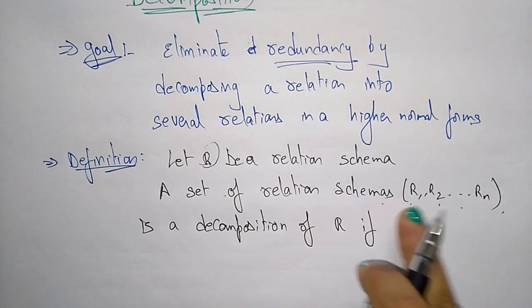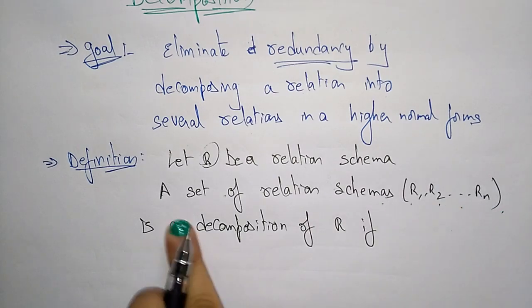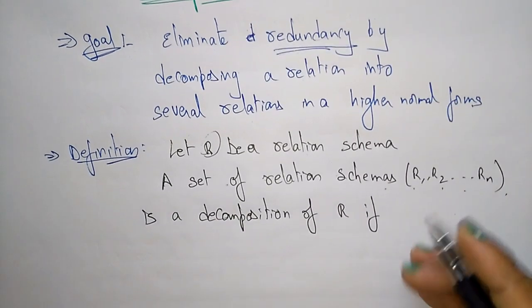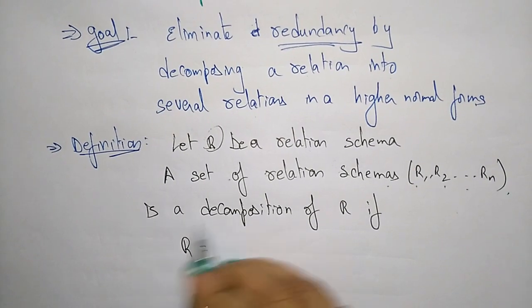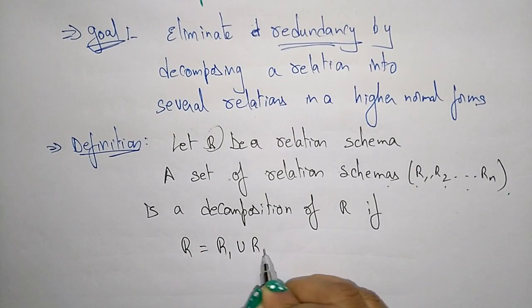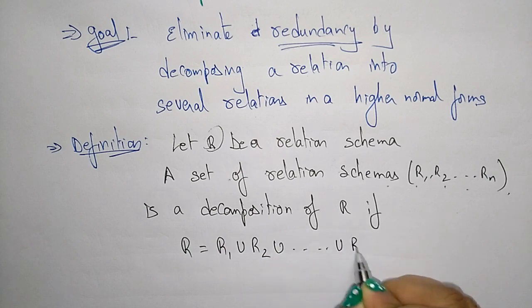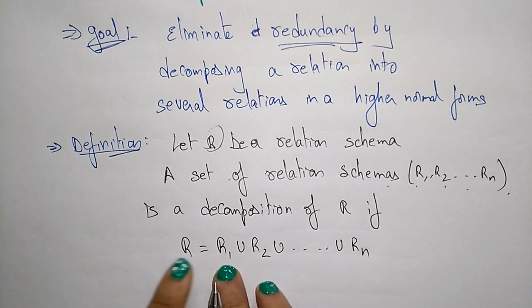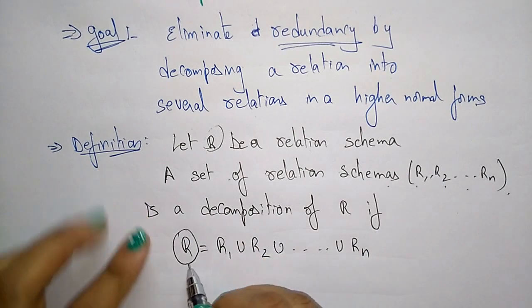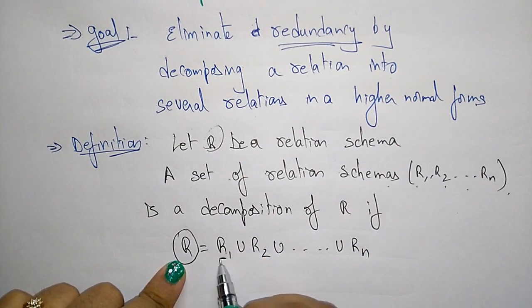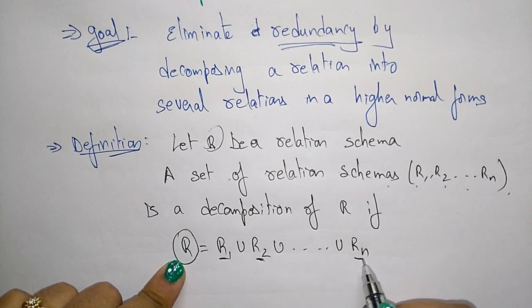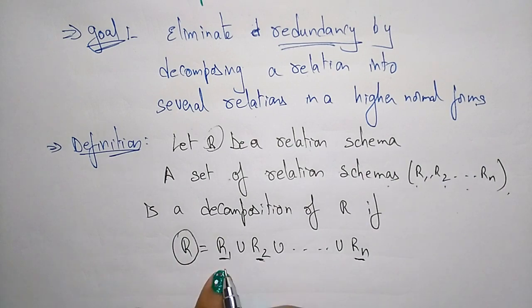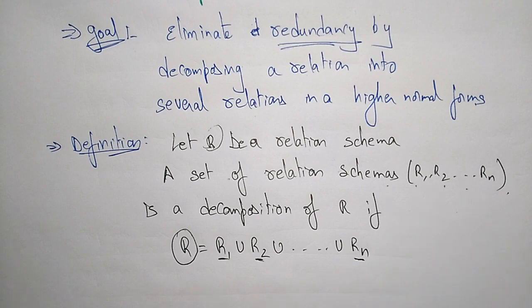A set of relational schemas R1, R2, up to Rn is a decomposition of R if it satisfies the condition R is equal to R1 union R2 union, and so on, union Rn. So this is a decomposition. The main table, that is a relational schema, is divided into a set of schemas R1, R2 up to Rn. Whenever you decompose tables, after the union also, means after combining those set of relation schemas, you have to get the main table.